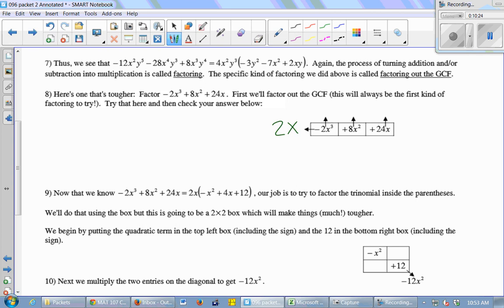And then we have to figure out what goes along the top so that when you multiply the terms on the top by the 2x, you get the terms in the boxes. Okay, what do I multiply 2x by to make negative 2x cubed?